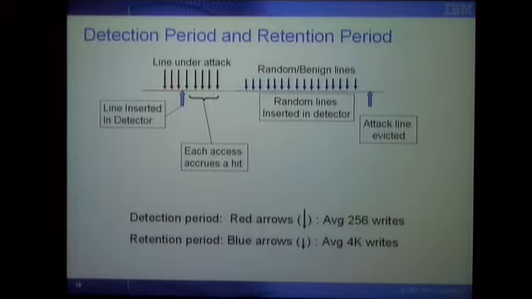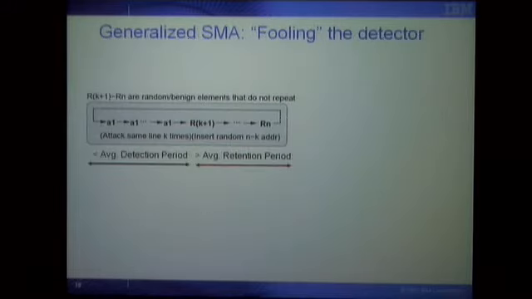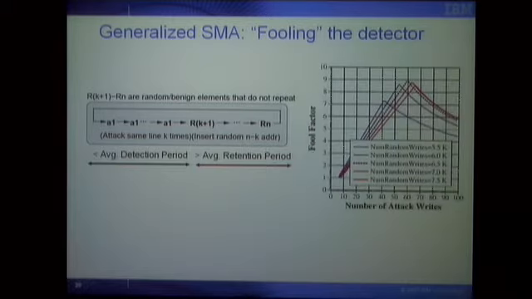The detection period is about 256. The retention is about 4,000 random writes. What an attacker can do is write a few times, write 50 times, and then write 5,000 random writes. What this will do is most of the writes will get missed, in case the line indeed enters the detector. The 5,000 random writes will essentially evict the line from the detector. And this sort of an attack is quite effective.